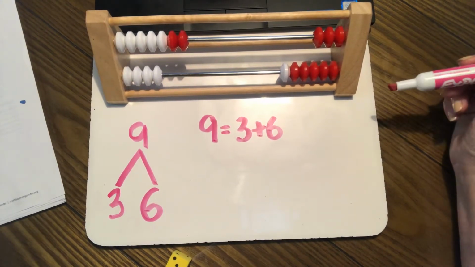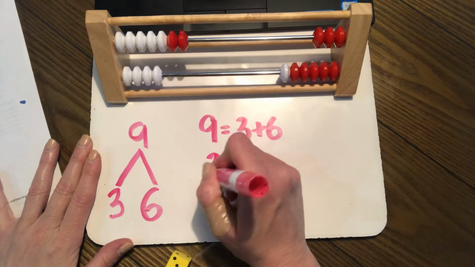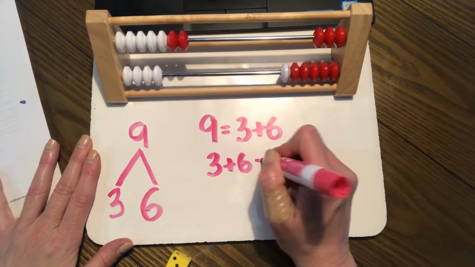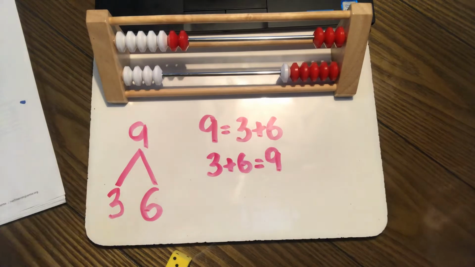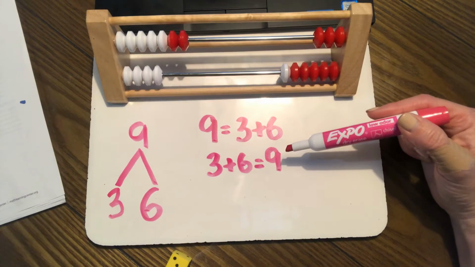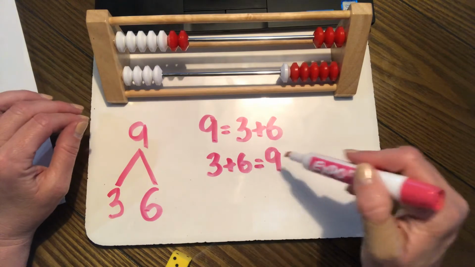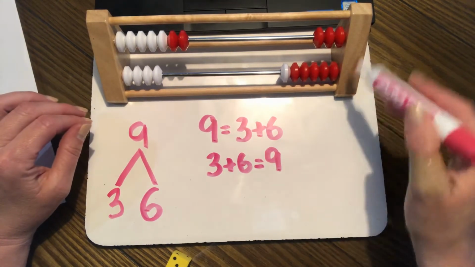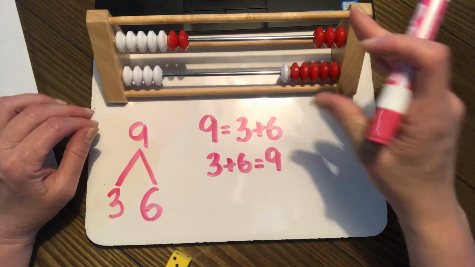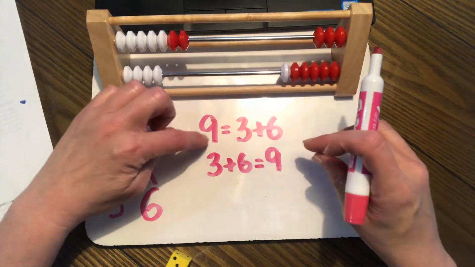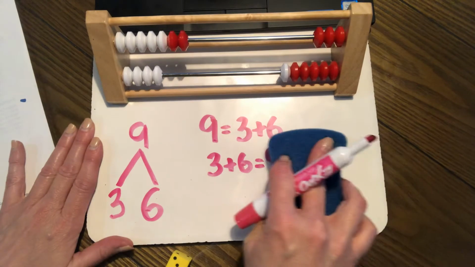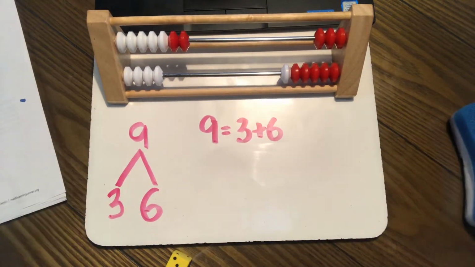Now I want you to notice what I did differently today. Usually I put the parts first, like this, and then my equal sign and the 9 over there. But boys and girls, the equal sign does not mean what comes after it is the answer. The equal sign means that what's over here on this side is the exact same over here. So if I put 6 and 3 together, I get 9 over here, and that is the same as 9, which is why I wrote my number sentence like this today. I wanted you to see another way to write this problem.